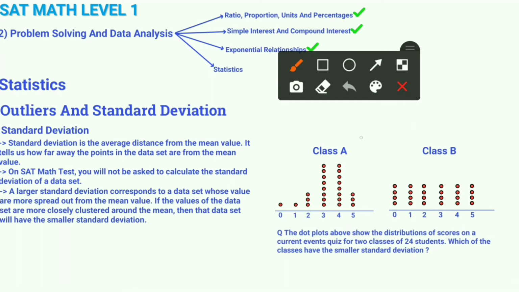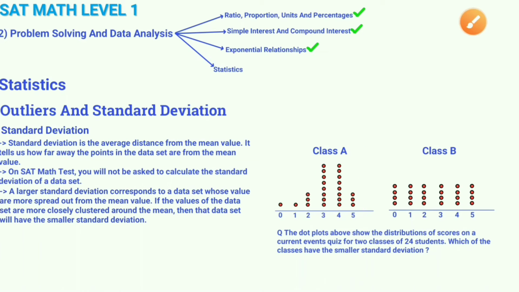For example, as you can see here that class A and class B, we have the data set. The dot plots show the distribution of scores on a current event quiz for 2 classes of 24 students. Which of the classes has the smaller standard deviation? This one. Because more than 50% of the data set is close to the mean, which means it has a smaller standard deviation. While in class B, the values are more spread out. So if the data are more spread out, then it will have a larger standard deviation than class A. Okay, so A is the answer.